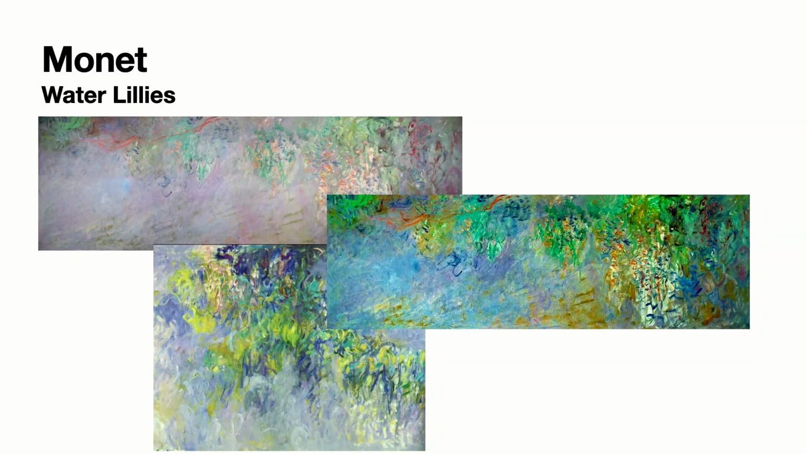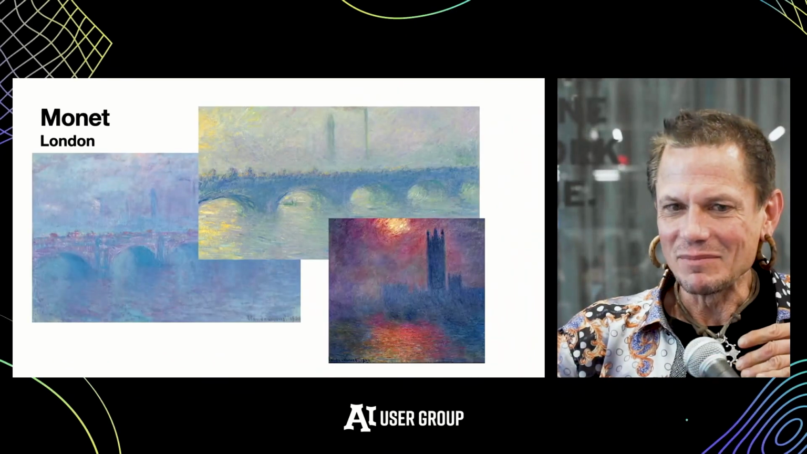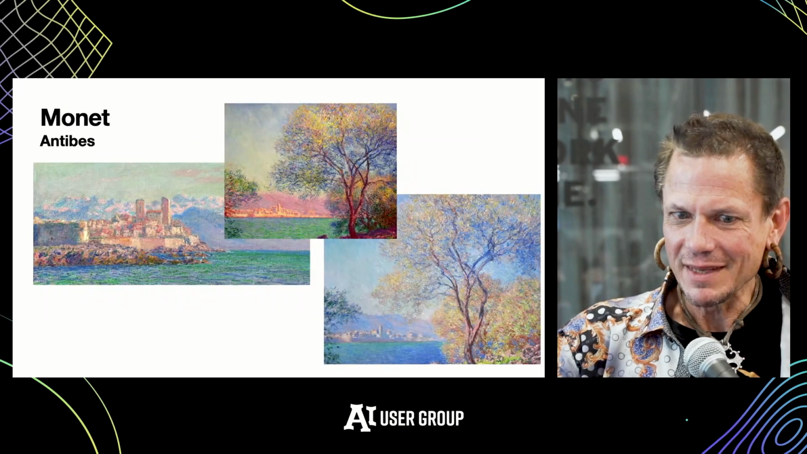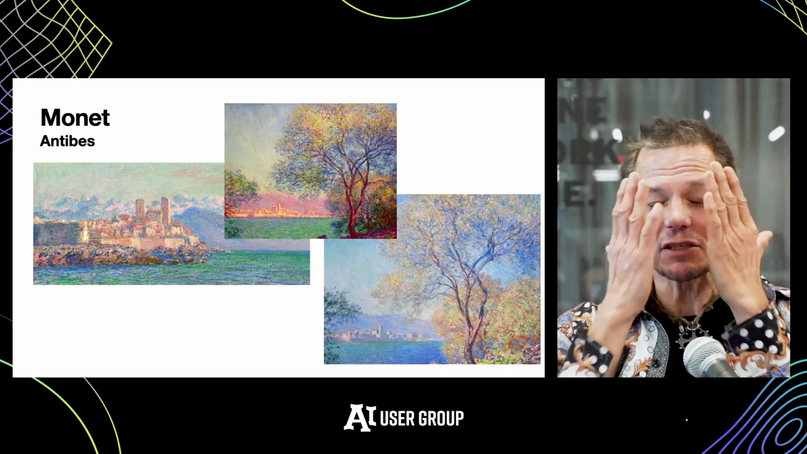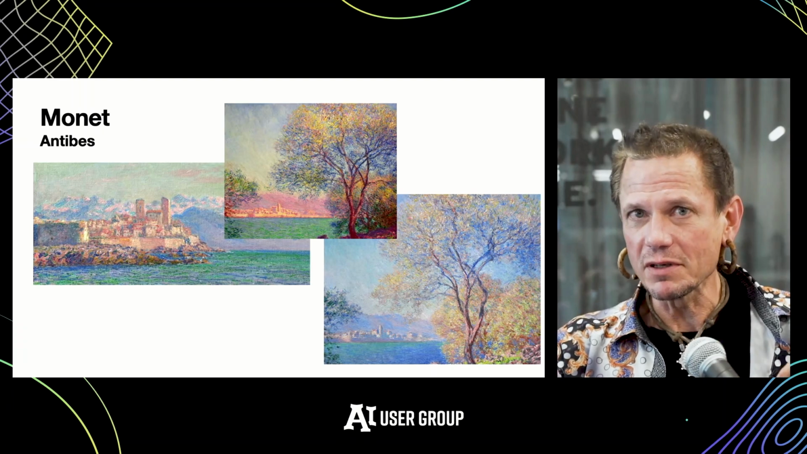So many water lilies. I love the craziness of these. His paintings of Venice are insane, like the electricity of the color palette is amazing. I love the fog over the Charing Cross Bridge in London. And I love Antibes. I actually used to work in the south of France, and I would go out to this point because I was so inspired by his paintings. And look at it.